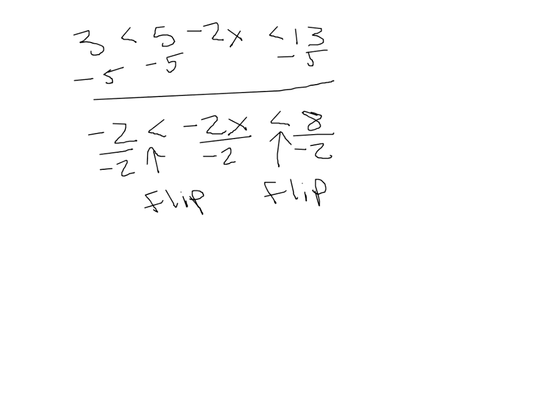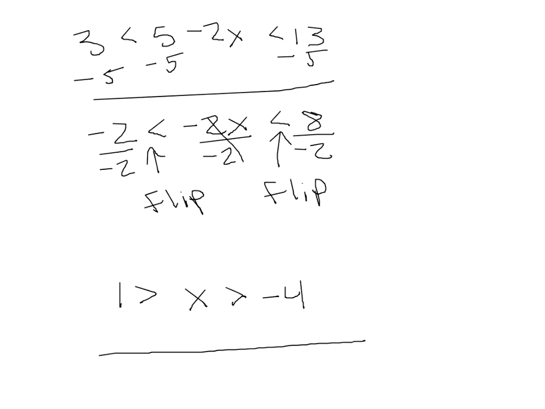So I make a note here to flip. So minus 2 over minus 2 is 1. Flip the sign. The minus 2's cancel. Flip this sign, and I get minus 4. So this says that x is between 1 and minus 4. So 1 is greater than x is greater than minus 4.